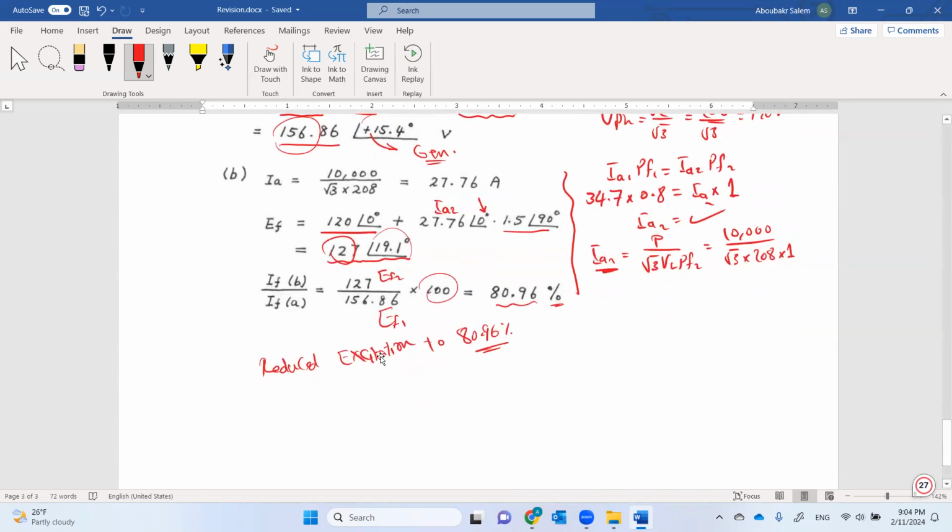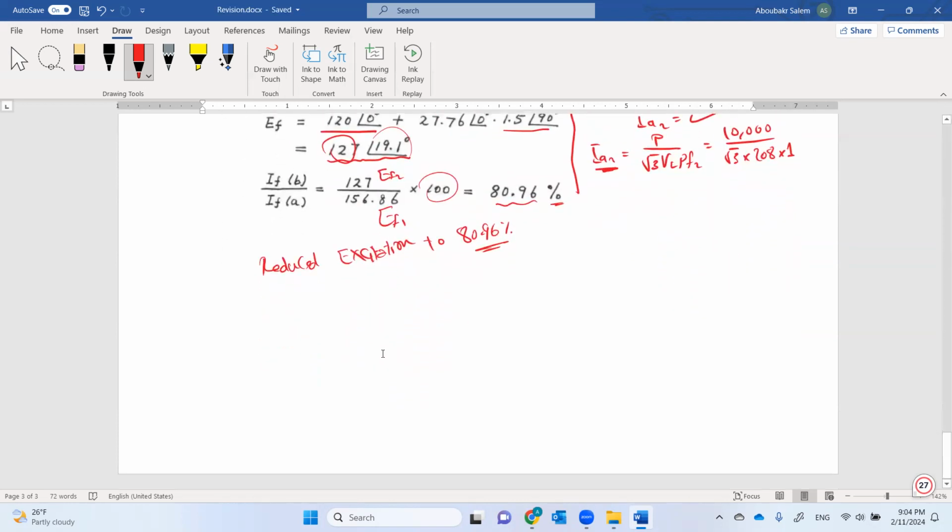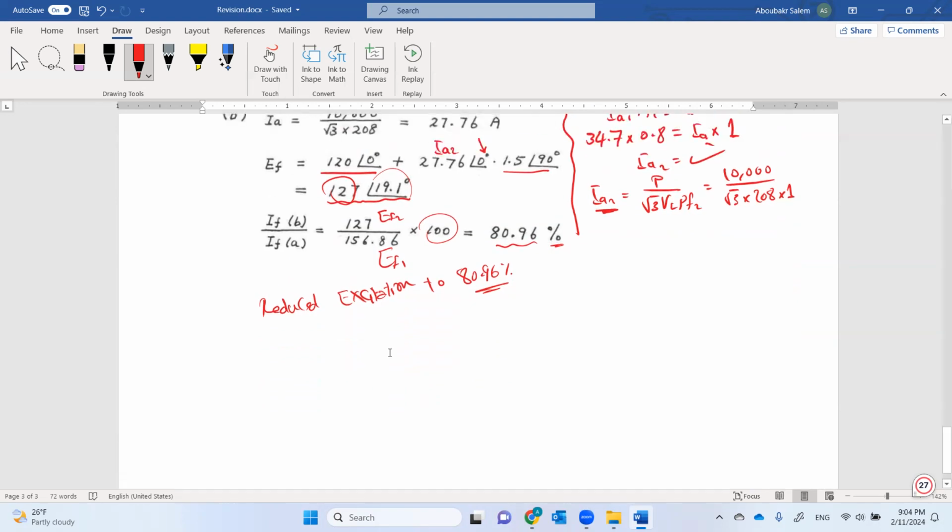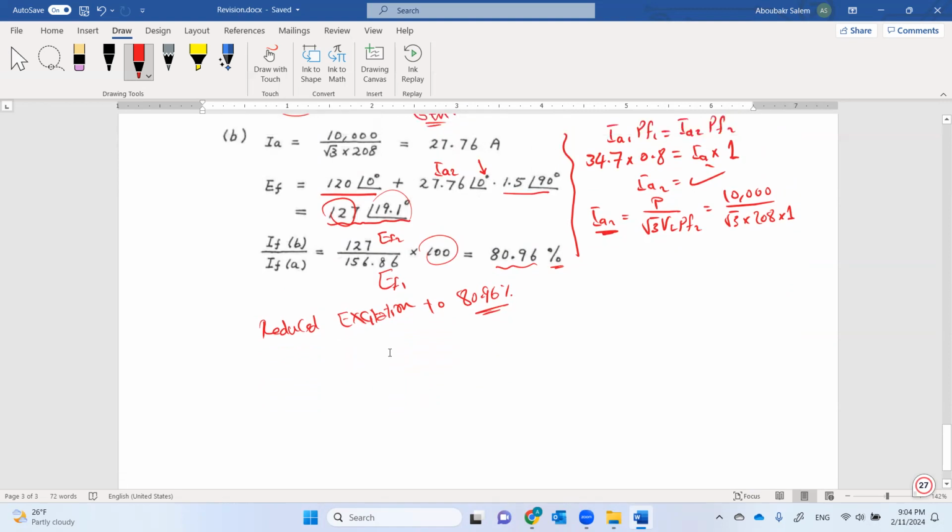Okay, so please, guys, review all problems we solved in our class. Review the phasor diagram, how to draw the phasor diagram. Review the meaning of excitation. Review the construction of the machine, the different shapes. Compare between salient pole and cylindrical pole. And you will find some of these questions in the midterm exam.